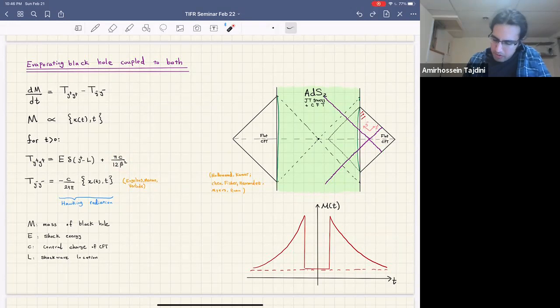Once you solve these equations, the mass of the black hole has a simple behavior. In the beginning, before the shocks have gone into the black hole, it has a value which is set by the temperature. After the shock, the mass goes up and then it decays, and finally it goes back to the original value at that temperature. So that's the setup in the Lorentzian signature, but maybe I should see if there's any question or not.